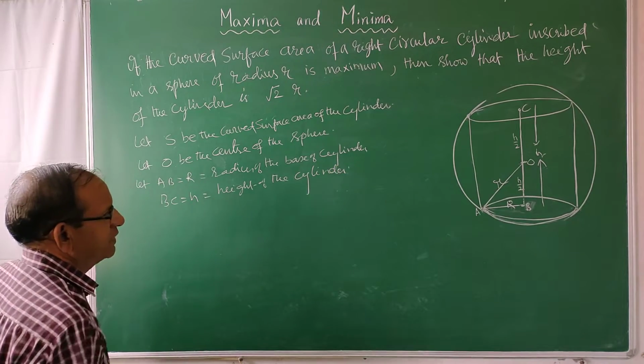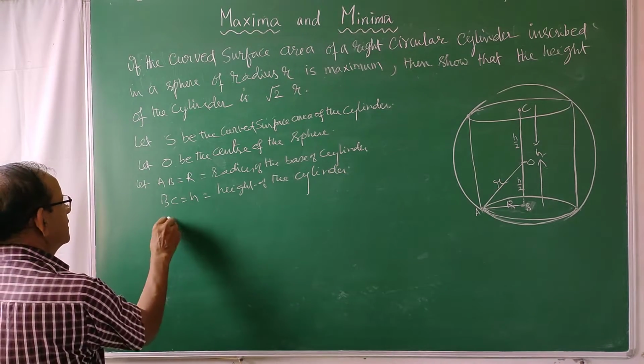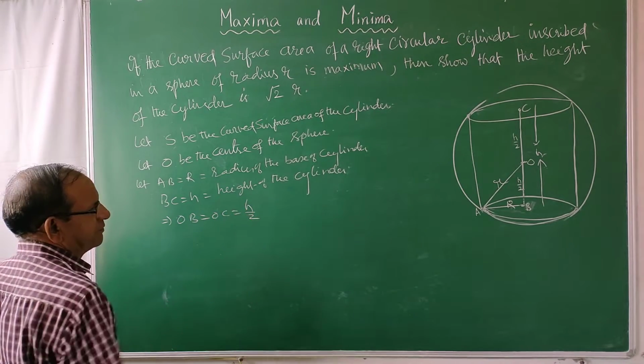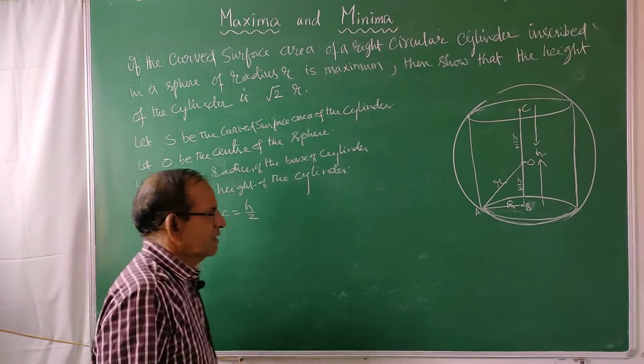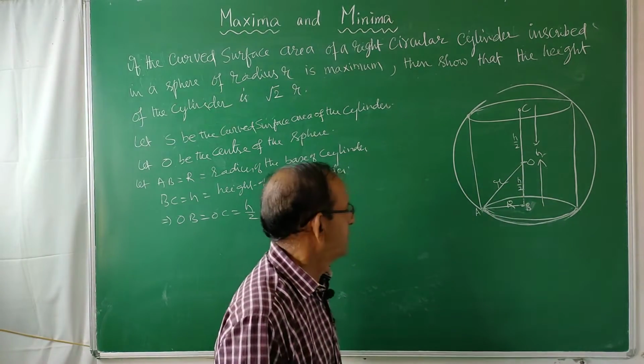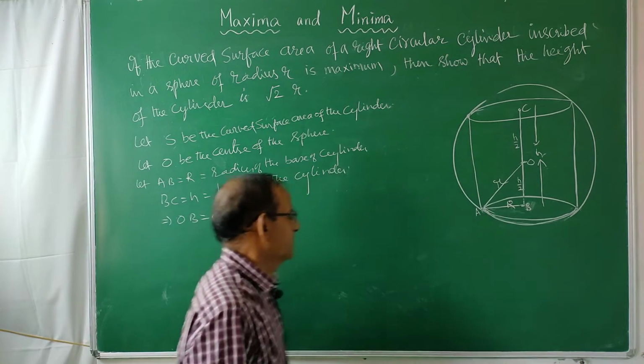That implies OB is equal to OC. Both are equal to H by 2. Now OAB is a right angle triangle, so we can apply Pythagoras theorem for that.